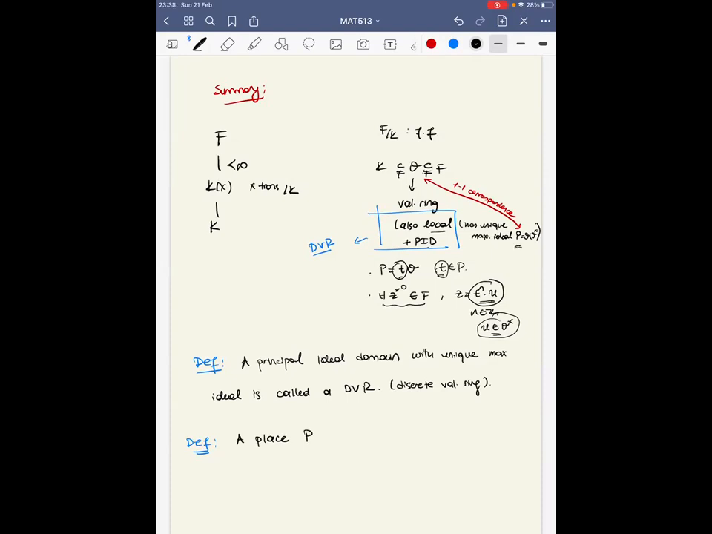This maximal ideal is called a place of a function field F over k. A place P is the maximal ideal of some valuation ring of F. And its generator as a principal ideal will be called a prime element for P. And here note that this generator is not supposed to be unique.